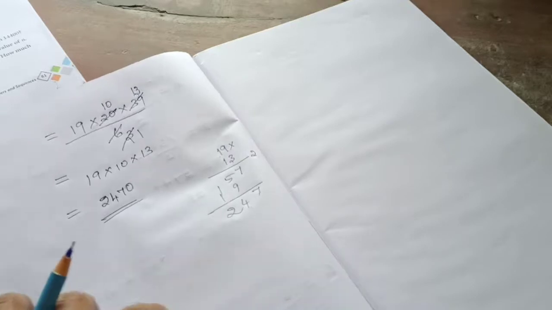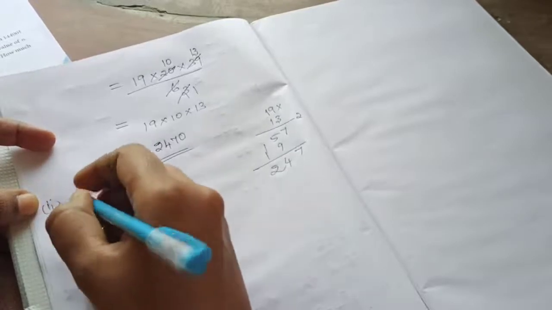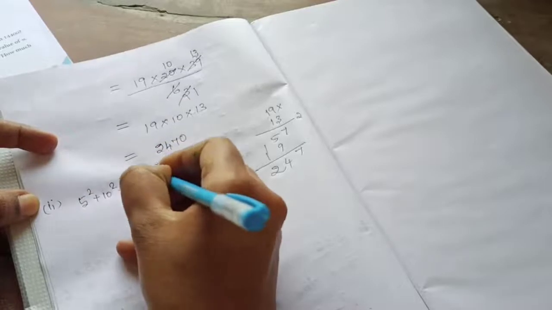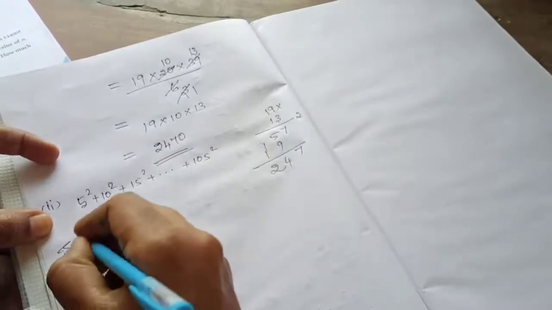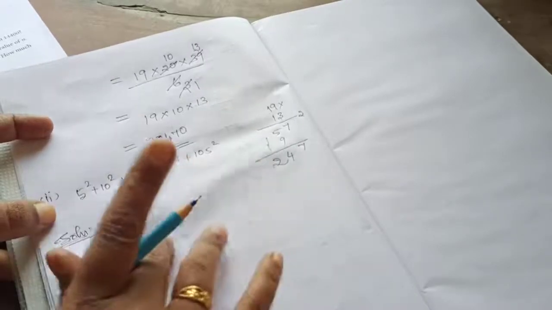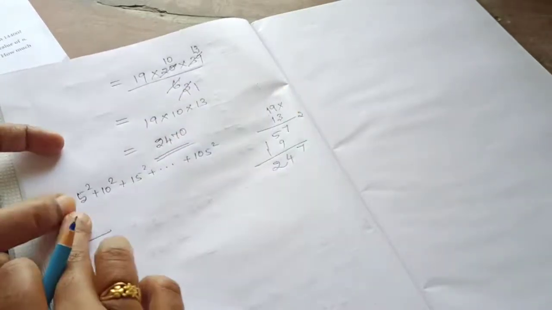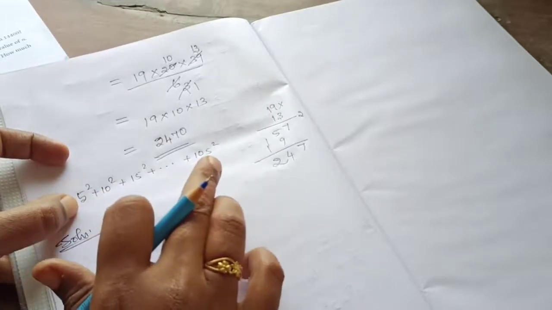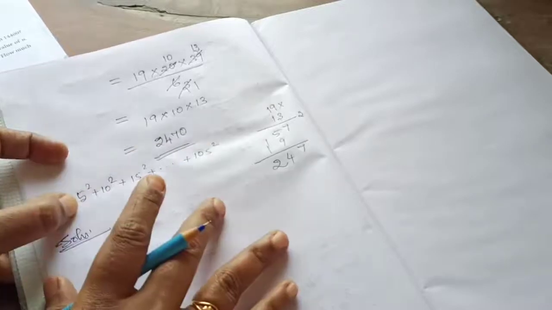There are 3 subdivisions. So next one, listen carefully. Second subdivision: 5 square plus 10 square plus 15 square plus up to 105 square. The formula for the square terms should start with 1 only: 1 square plus 2 square plus 3 square up to n square. But here the starting number is 5 square. So you can take any common number outside, then continue the problem.